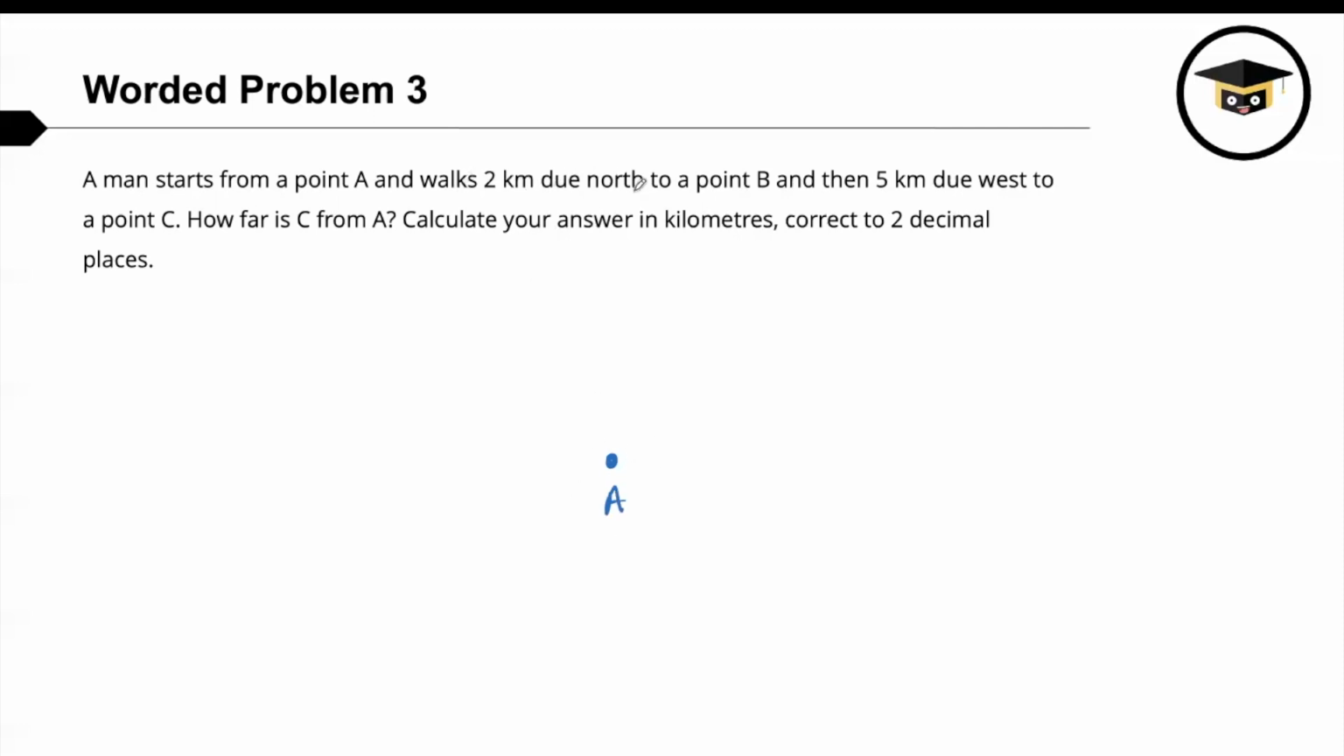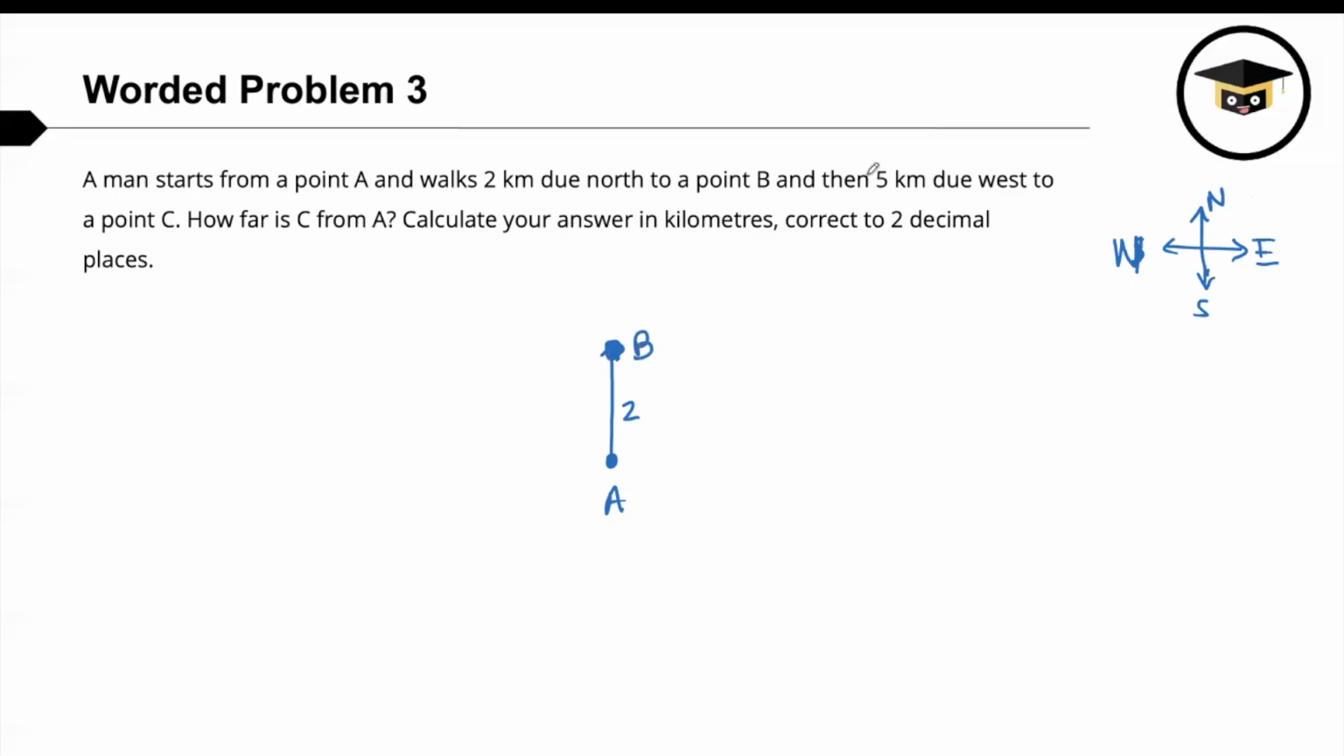Walks 2 kilometers due north. So let's draw a mini compass on our screen. So we'll say that's north. Never eat soggy Weet-Bix. So that is going to be east, south. I don't know why I wrote south there. That would be west. So walking 2 kilometers due north, so we're going to go north by 2 kilometers. So there we go, 2 to a point B. So we'll call this point B.